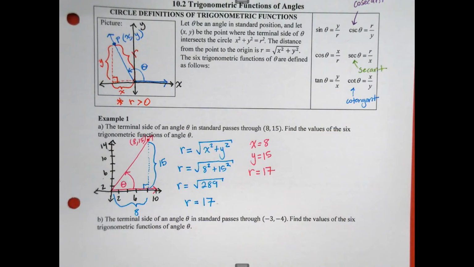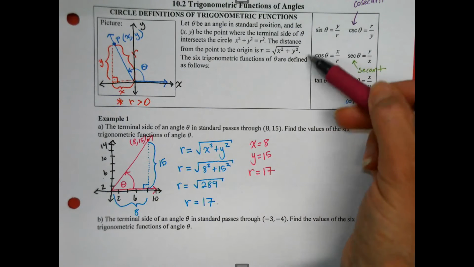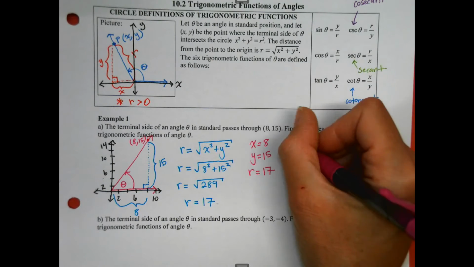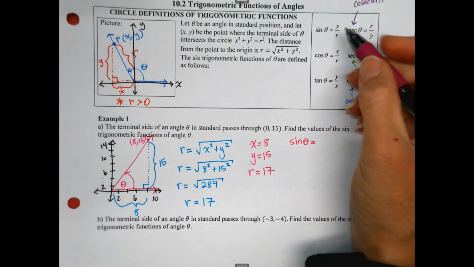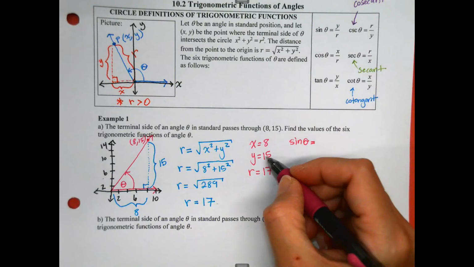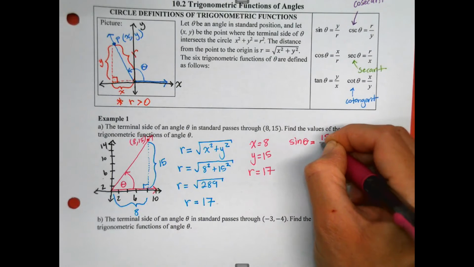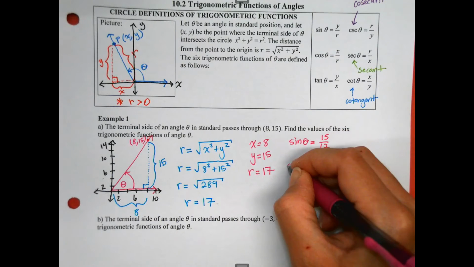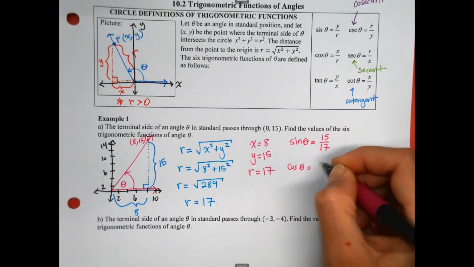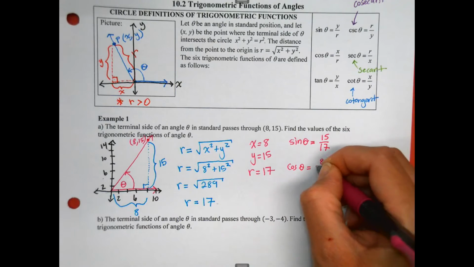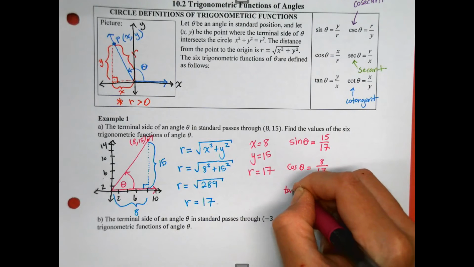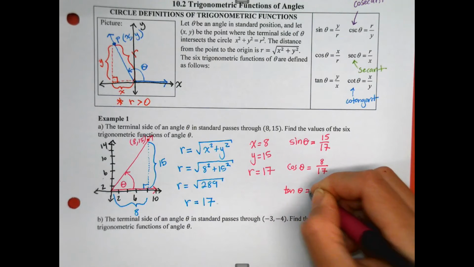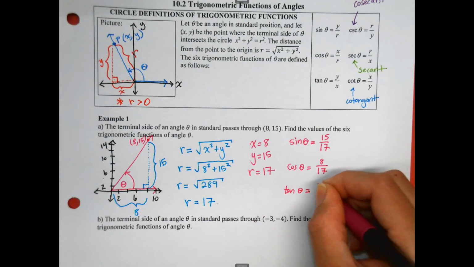We can then evaluate each of our trig functions. In this case, sine of theta is going to be y over r. Y is 15, r is 17. Cosine of theta is x over r. X is 8, r is 17. Tangent of theta is y over x. Y is 15 and x is 8.